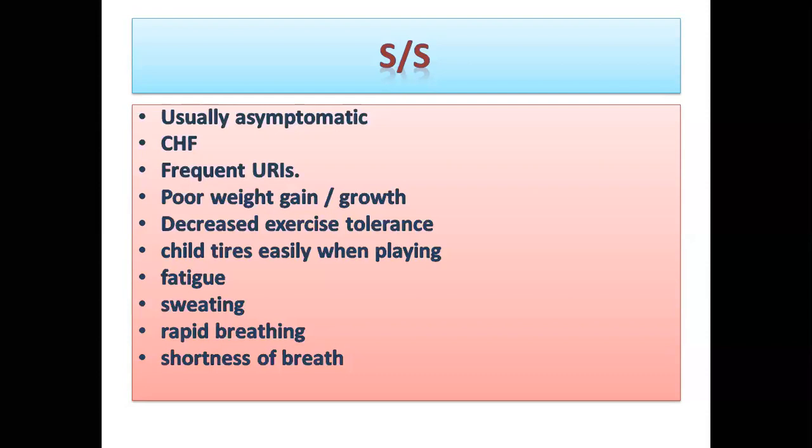Once the child can't do the activity properly, like an infant used to flex and extend or move their extremities, they get tired easily. The next symptoms are fatigue, excessive sweating, and rapid breathing, that is tachypnea. Then shortness of breath can also be identified. So these are the possible signs and symptoms that we can identify as the child grows.